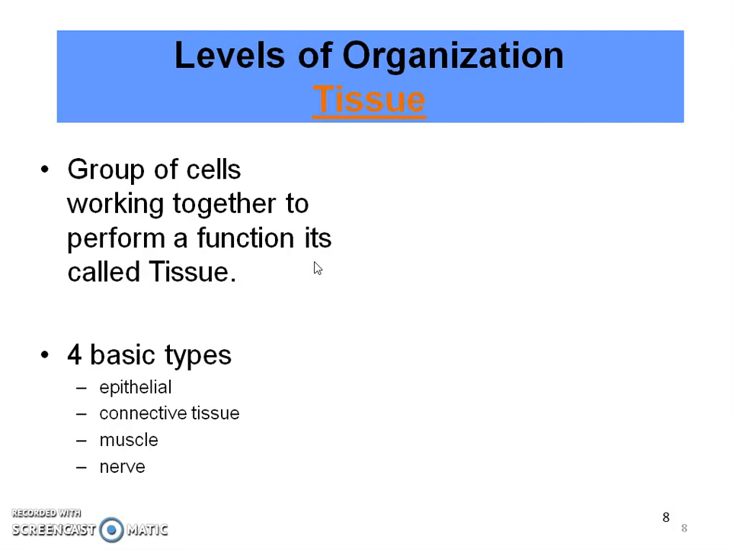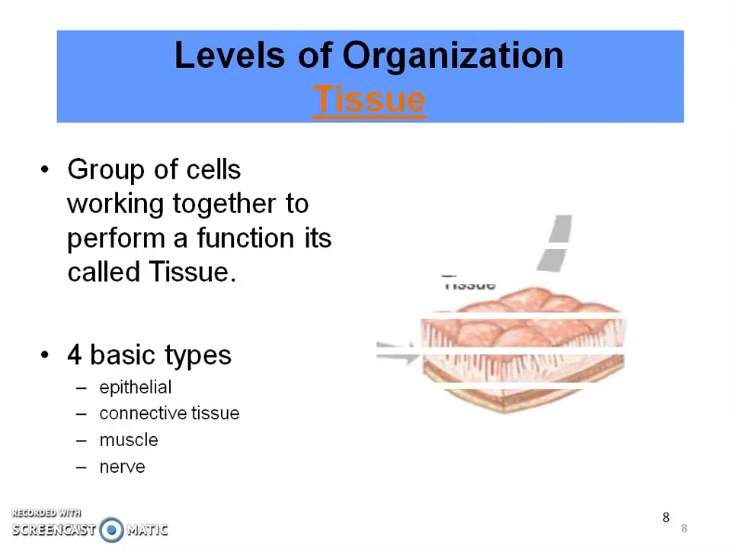Next, the level of organization is tissue. A group of cells working together to perform a function is called a tissue. In our body, mainly 4 varieties of basic tissue are responsible for the working of our body. First one, epithelial tissue, connective tissue, muscular tissue, meaning muscle tissue, and nervous tissue. Here you can see the cells combined together and forming tissue. Suppose 1, 2, 3, 4, 5, 6, 7 and 8 cells combine together and form a tissue, and this tissue is responsible for a specific function of the human body.